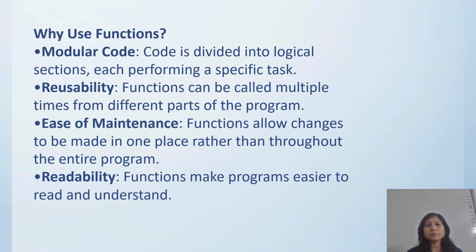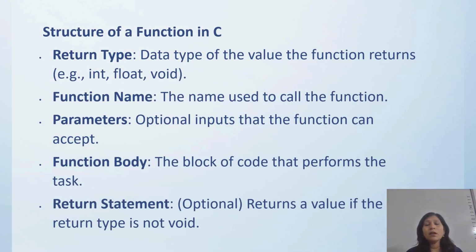So next, we will understand the structure of a C function. The structure is basically how the function is organized, what the naming convention is, what the return type is, and various other aspects. Let us discuss them one by one. The first thing is return type. The return type is the data type that is returned by the function. For example, a function can return any type of value. It can be int, float, void, double, etc.